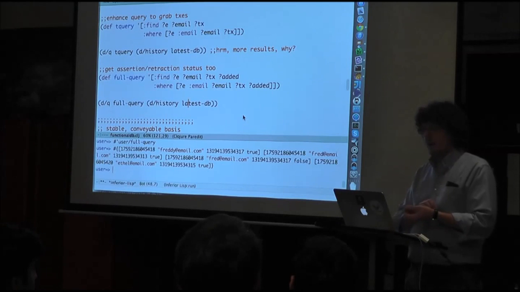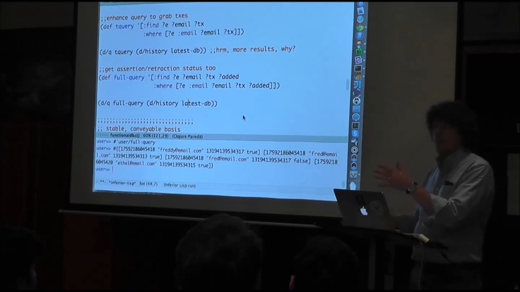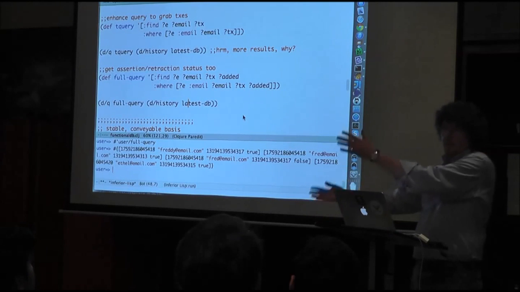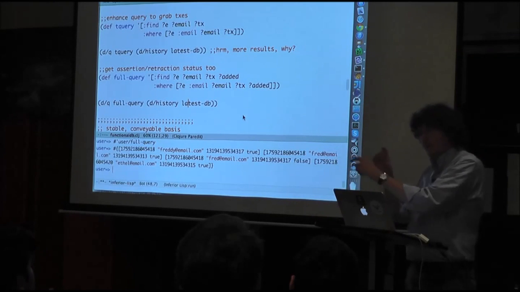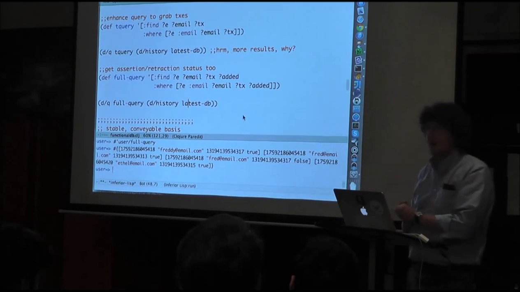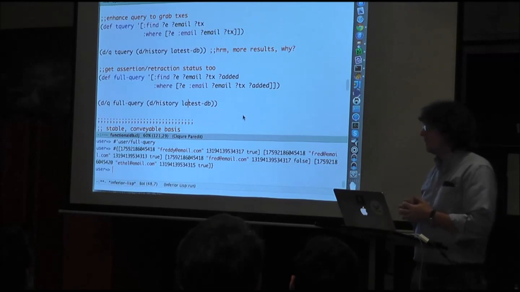If it wasn't there, it is cardinality one, right? If it's cardinality many, then you could have, like, two favorite foods, right? And so favorite food could have more than one value at a time.